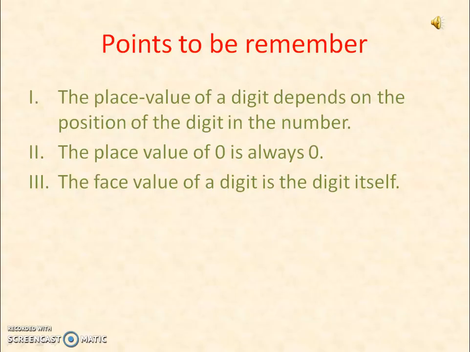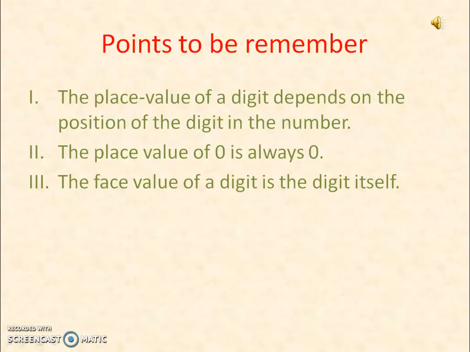Points to be remembered. See the first point. The place value of a digit depends on the position of the digit in the number. It means if 3 is in the lakhs position, it will make a value of 3 lakhs. If 7 is in the crore position, it will make a value of 7 crore. Simple.